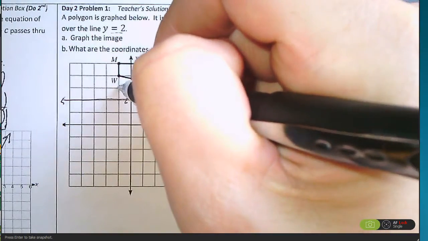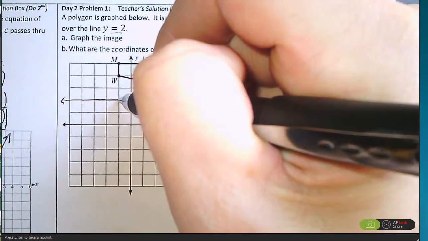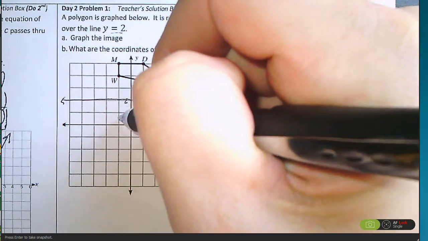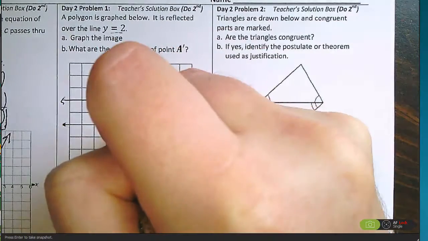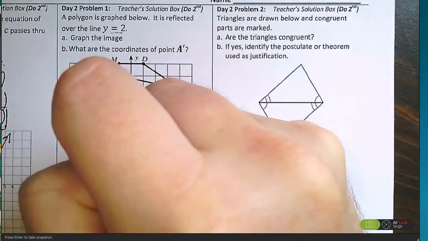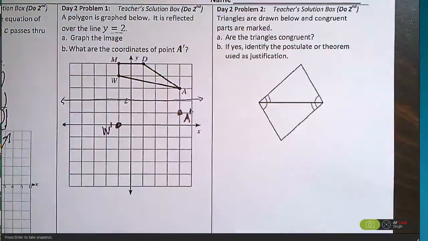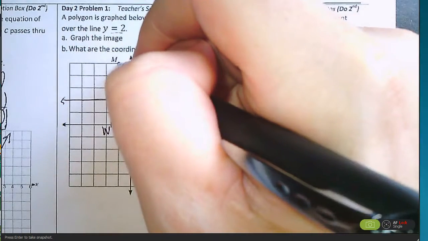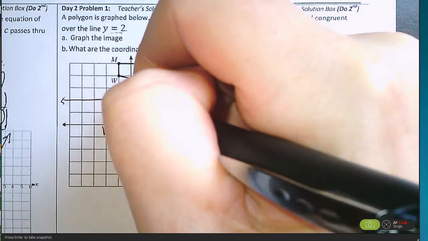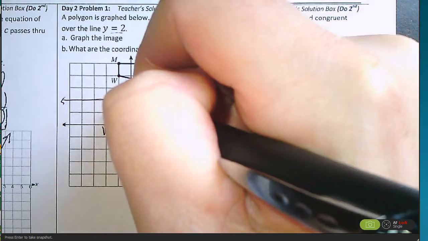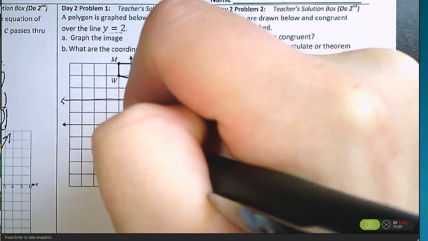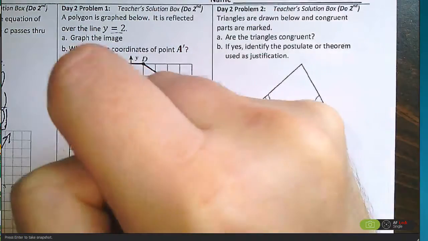Point W is 2 units above the line y equals 2. So let's continue 2 units to the other side of the line y equals 2 to find its image, called W prime. Point M is 3 units from the line y equals 2. So let's go 3 units to the other side of the line to find its image, M prime.